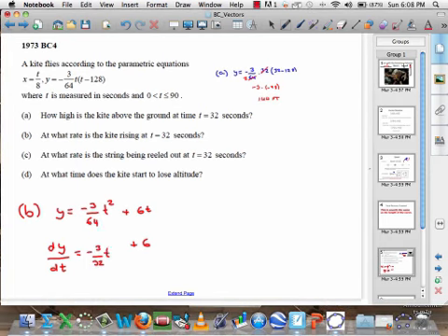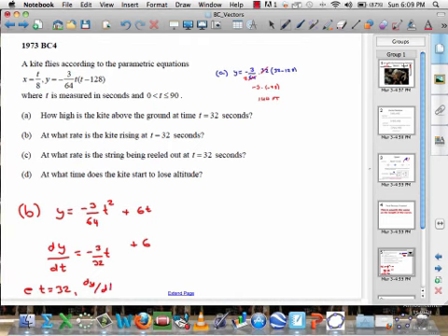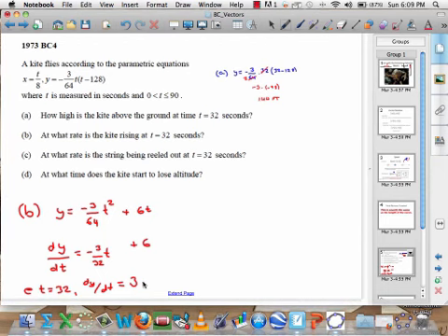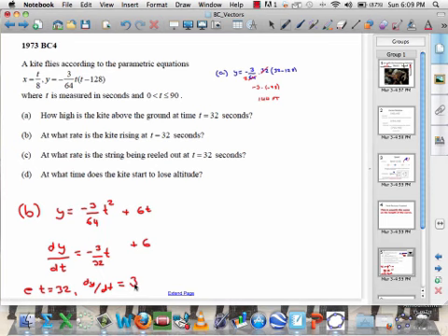Okay, and at 32 seconds, this will be at t equals 32. dy/dt is going to be equal to, we're going to plug in 32, and the 32s are going to cancel nicely. And you'll have negative 3 plus 6, which is 3. So this would mean that your kite is rising at a rate of 3 feet per second.